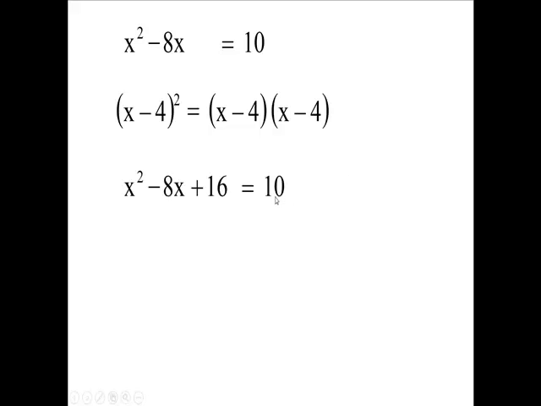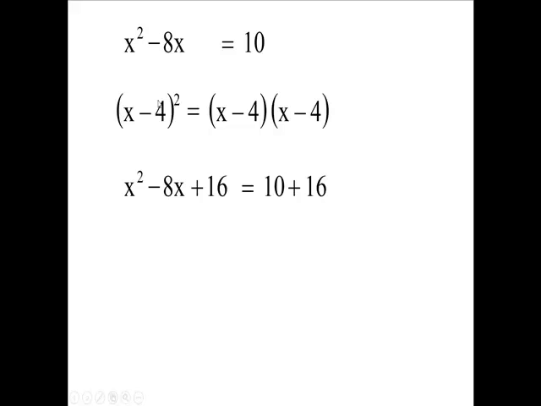Now, I don't have a 16 right here, do I? Really, my first equation, I shouldn't have that 16 there. I should say x squared minus 8x equals 10. But if I were to add 16 here, I want to add 16 to the right, so these really are equal. So I had x squared minus 8x equals 10. I add 16 to the left side. I will add 16 to the right side.